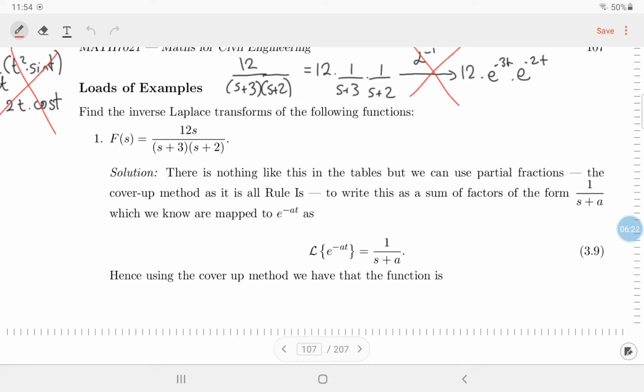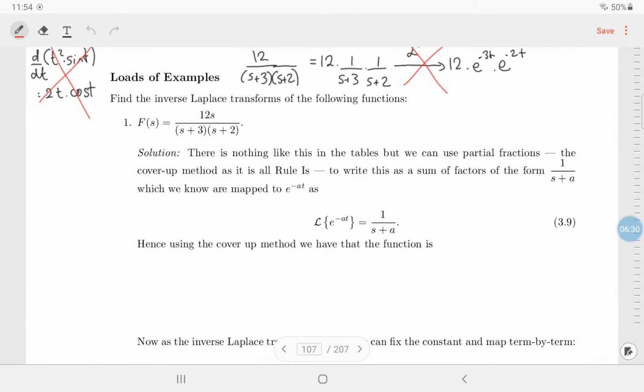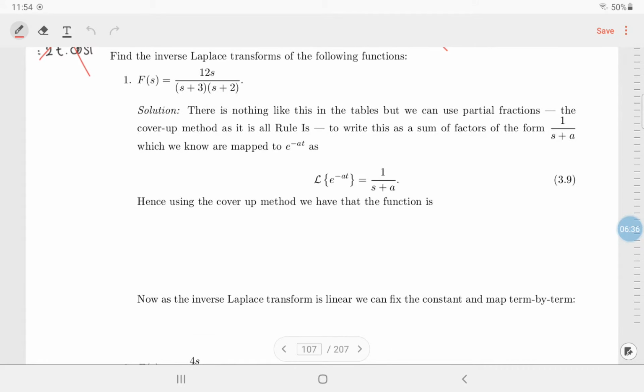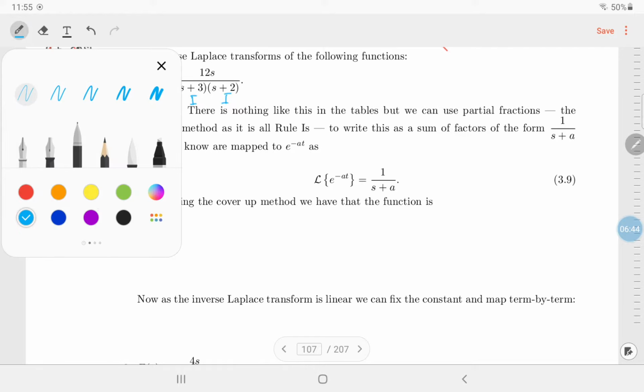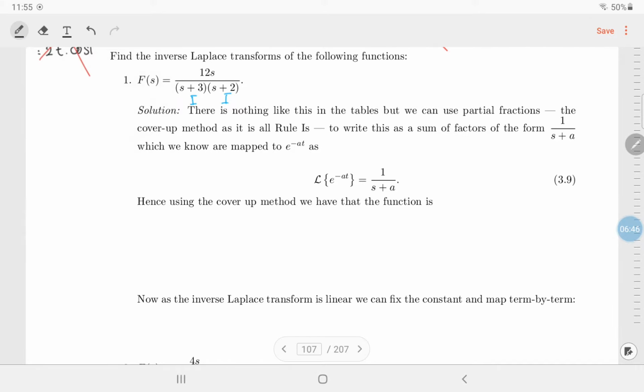So what you want to do is you have this complicated thing, this big F of s. You need to write it as a sum of simple things using partial fractions. So the first thing you need to do is, in partial fractions, factorize the bottom here. Thankfully, it's done. So what are we going to do now? Well, let's look at the rules. It's a rule 1 and a rule 1.